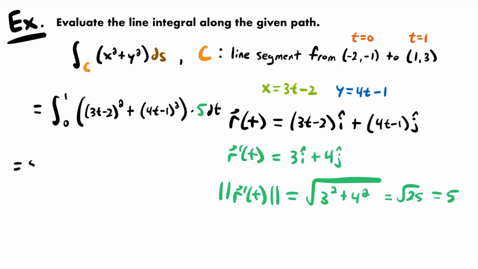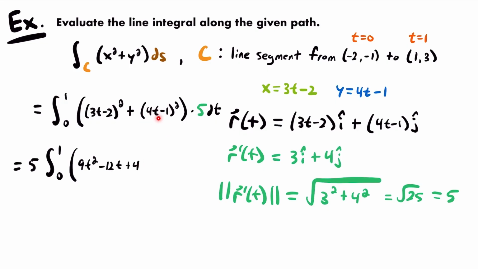So this is equal to 5 times the integral from 0 to 1 of this quantity squared. I'm going to use the shortcut to square a binomial quickly. Square the first term, multiply the two terms together, but multiplied by 2, and then square the last term. So that will result in 9t squared minus 12t plus 4.